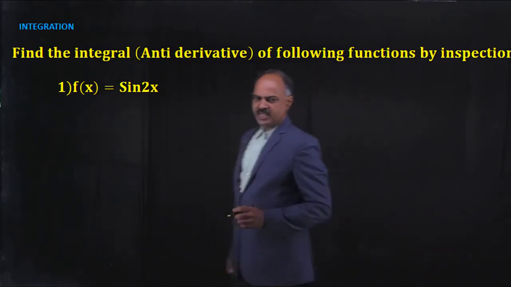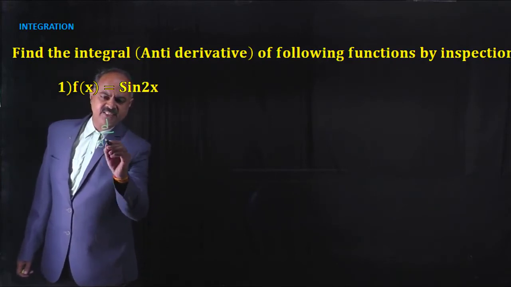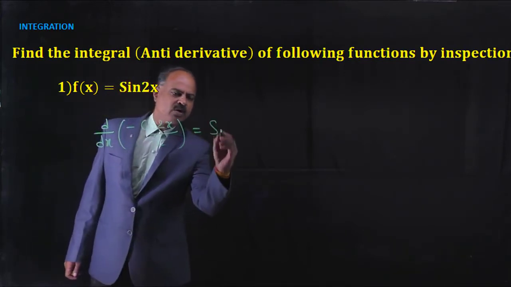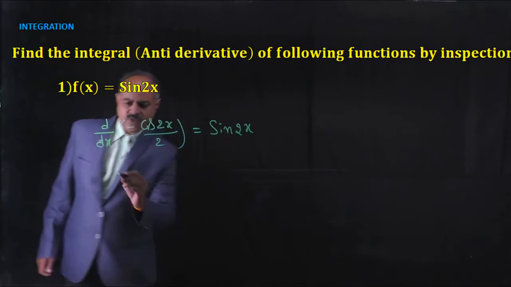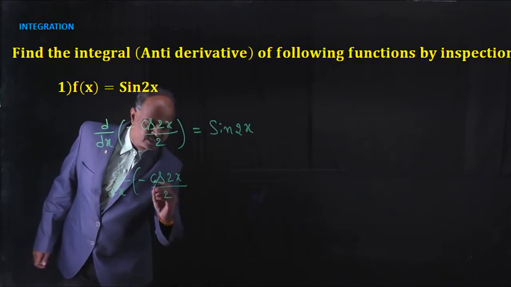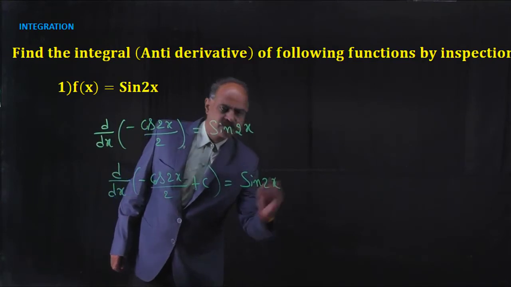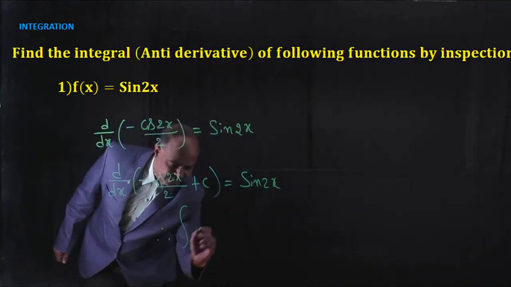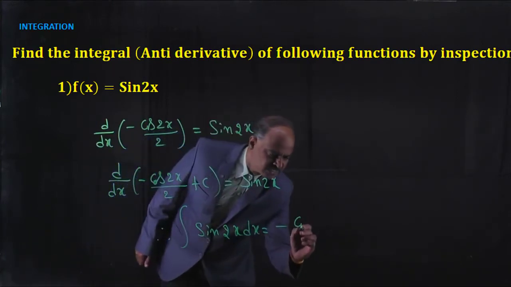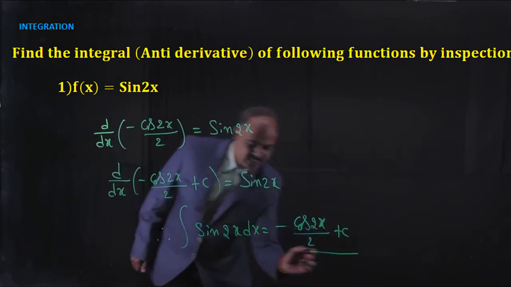Find the integral or antiderivative of the following function by inspection method. f of x equal to sin 2x. d by dx of minus cos 2x by 2 equal to sin 2x. So d by dx of minus cos 2x by 2 plus c is also equal to sin 2x. Therefore integral sin 2x dx equal to minus cos 2x by 2 plus integration constant c.